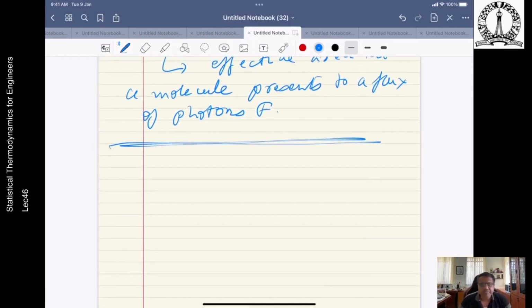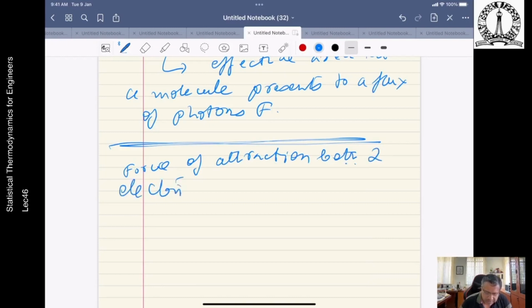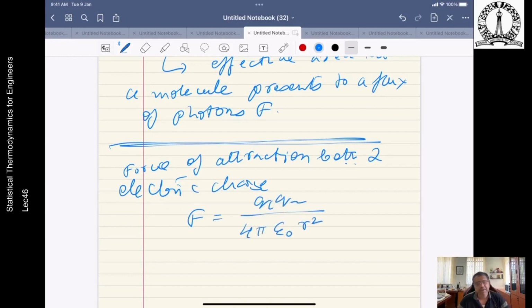If you recall, the magnitude of force of attraction between two electric charges is given as F equals Q1 Q2 divided by 4 pi epsilon r square. There is of course a half term, but we are not going to go over there.